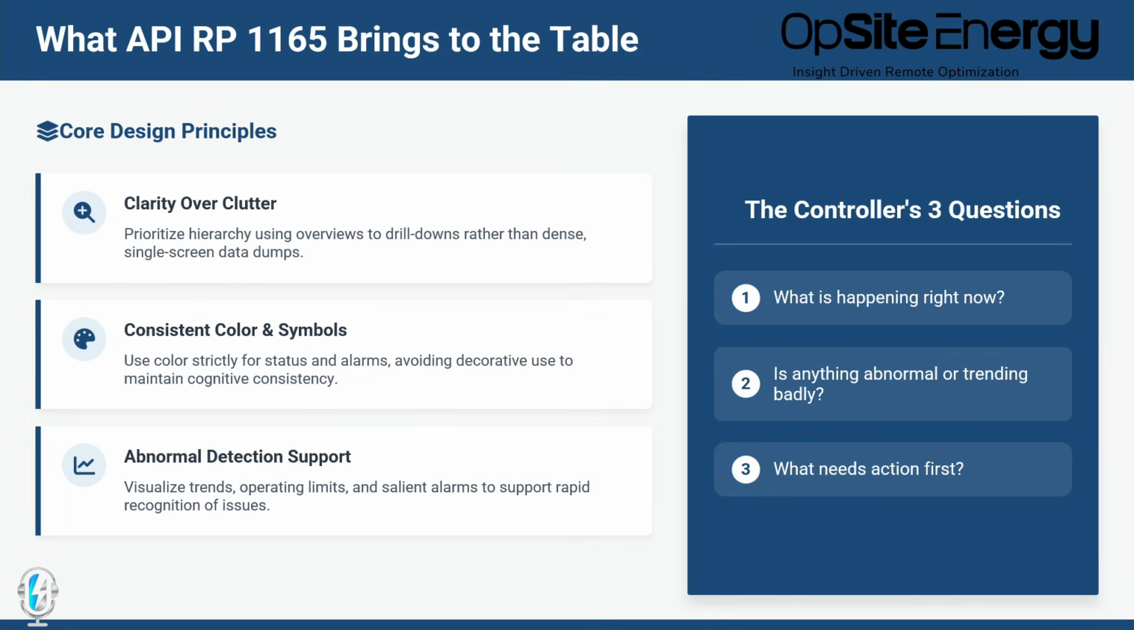Well, let's keep marching through here. Let's talk about what 1165 brings to the table pretty quickly, and then correlate that to some important questions that the controllers ask, so how you bring those together. In core design, it looks like these are the three main things, right? Give us your take on each one of these in terms of clarity, consistency, and abnormal operations.